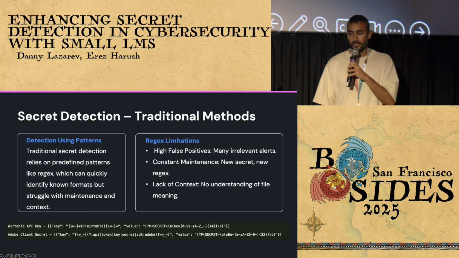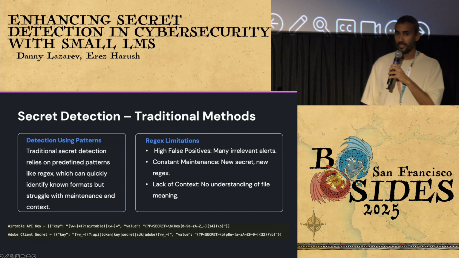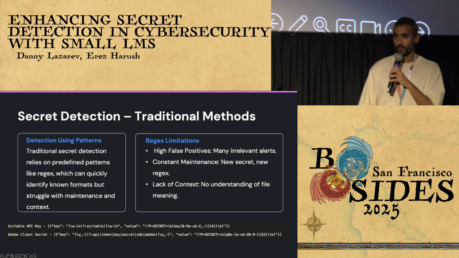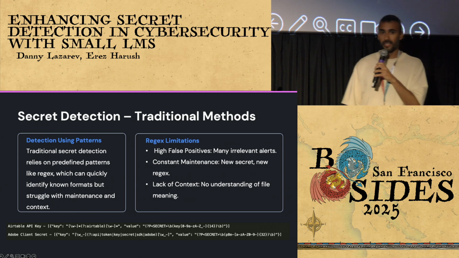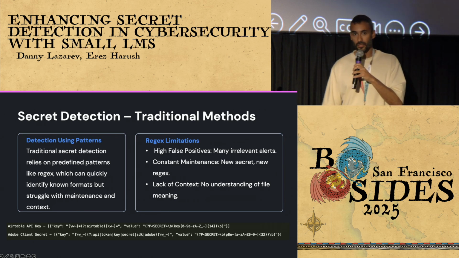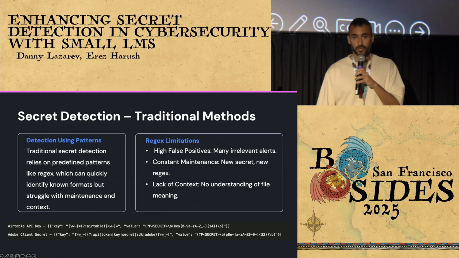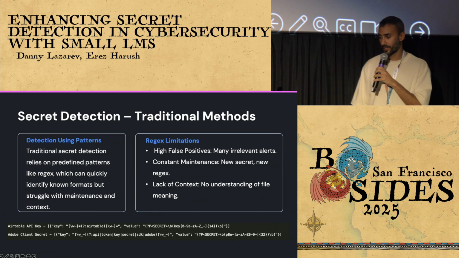The third thing is the lack of context. Many of the files that contain a placeholder or test secret include these words inside the file. If you understand the context of the file, you can understand that it's not a real secret, or maybe it's a low-confidence secret.